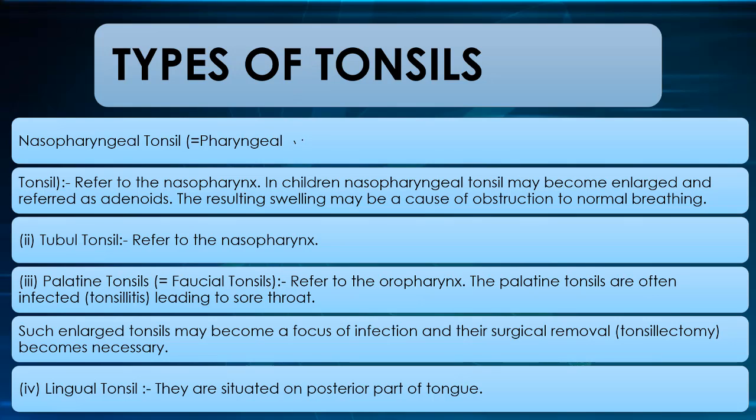Nasopharyngeal tonsils, or pharyngeal tonsils, refer to the nasopharynx. In children, the nasopharyngeal tonsils may become enlarged and are referred to as adenoids. The resulting swelling may be a cause of obstruction to normal breathing, because the swollen tonsils can block the nasopharyngeal airway passage and hinder the coming of air.